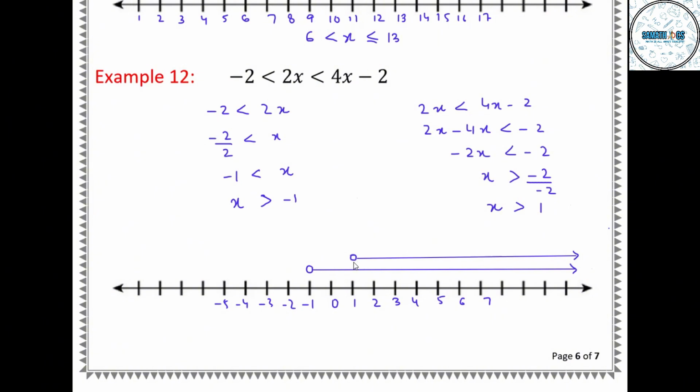We have to write the common answer. So if we see from here, the common part starts, and all these values are common in both the inequalities. So simply we have here x is greater than 1. So these are the values of x which are satisfying both the inequalities. Whenever we have an inequality like this, we have to make two inequalities from that. And in the answer, we have to write the values of x which are satisfying both the inequalities.